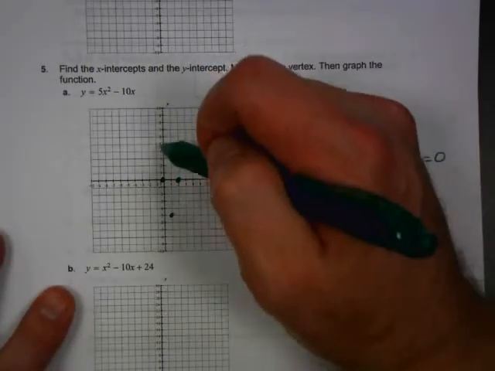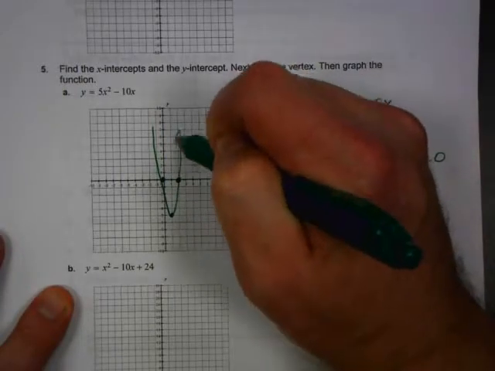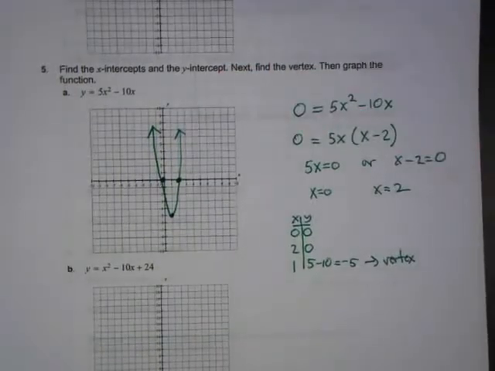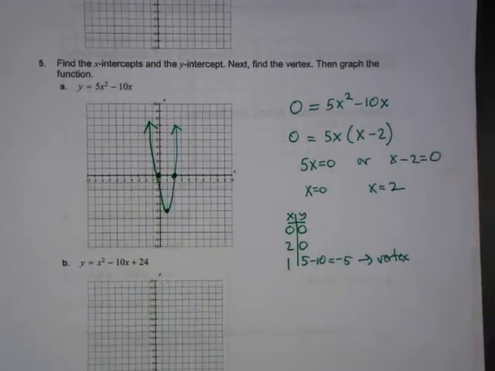All right, so there's our picture. We connect the dots. Nice smooth curve. There's our parabola. The vertex is 1, -5. The y-intercept is 0, 0, and the x-intercept is 0, 0, and the other x-intercept is 2, 0. There were 2 x-intercepts, right? There are 2 spots where it hits the x-axis.